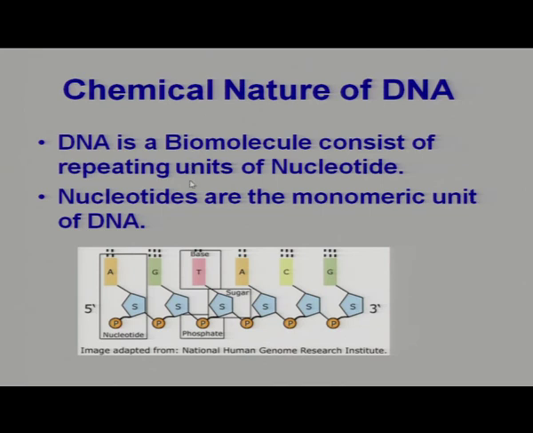DNA is considered as biomolecule. Why it is considered as biomolecule? Because biomolecules are present in cells and control the different function of the cells. Like that, DNA is also present in the cells and control various activities of the cells. DNA synthesizes a protein and protein performs various types of activities. DNA is composed of nucleotides. Various types of nucleotides combine together to form the DNA. That is why nucleotide is the monomeric unit of DNA.